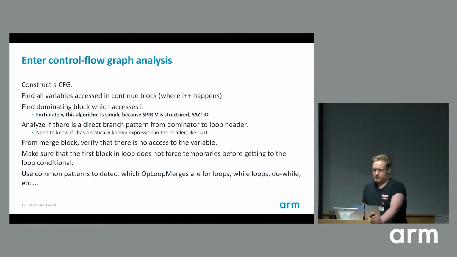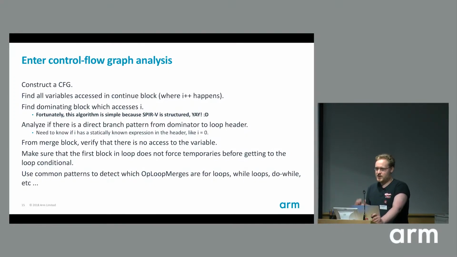So now I had to learn about control flow graph analysis, which is basic compiler stuff, but it can be a bit difficult. I have to figure out, okay, where are the continue blocks? It accesses some variable. Okay, that's probably a loop variable. That's probably the I++ thing. And then figure out what is the dominating block that touches that variable, which means what's the innermost scope that touches it. Now it's deep into compiler territory.